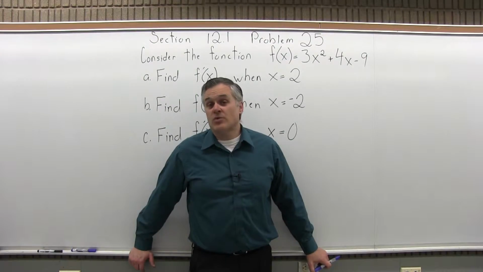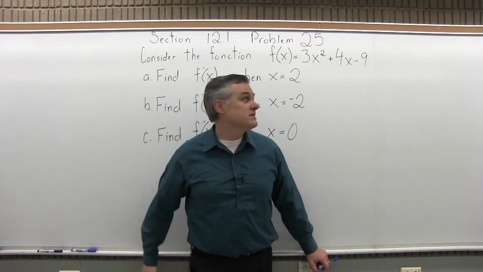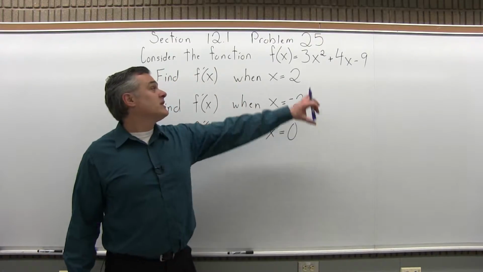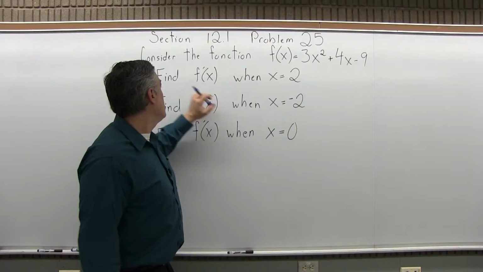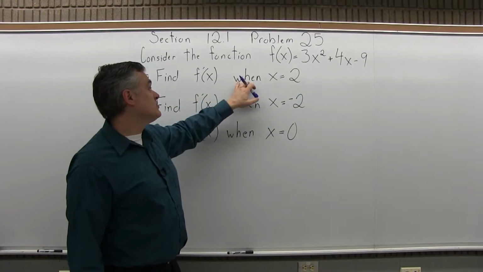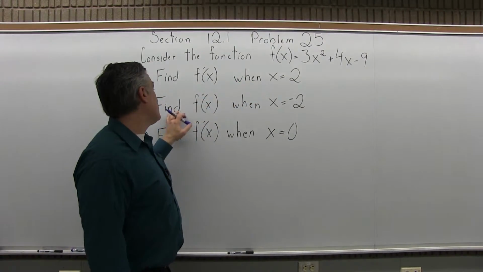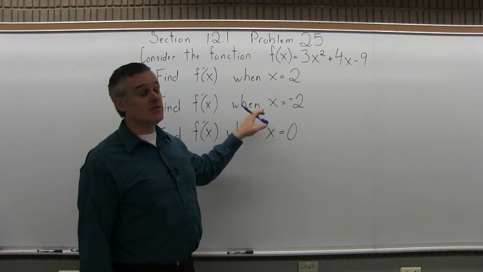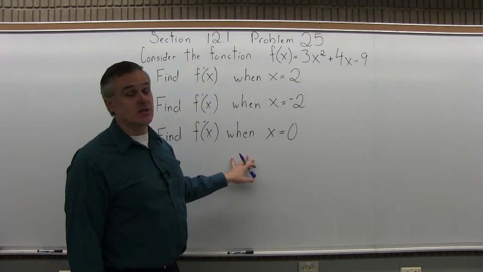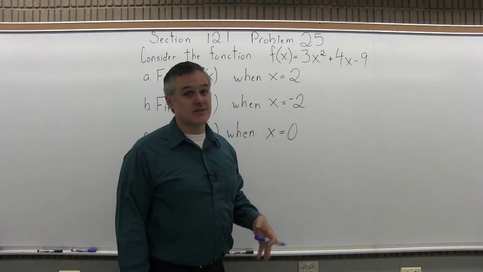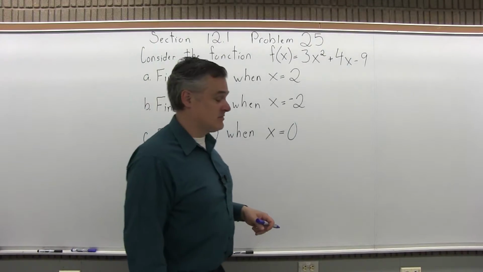This is Section 12.1, Problem number 25. It says, consider the function f of x equals 3x squared plus 4x minus 9. Part A, find f prime of x when x is 2. Part B, find f prime of x when x is negative 2. And part C, find f prime of x when x is 0. So first, let's find f prime of x, and then we can do parts A, B, C.